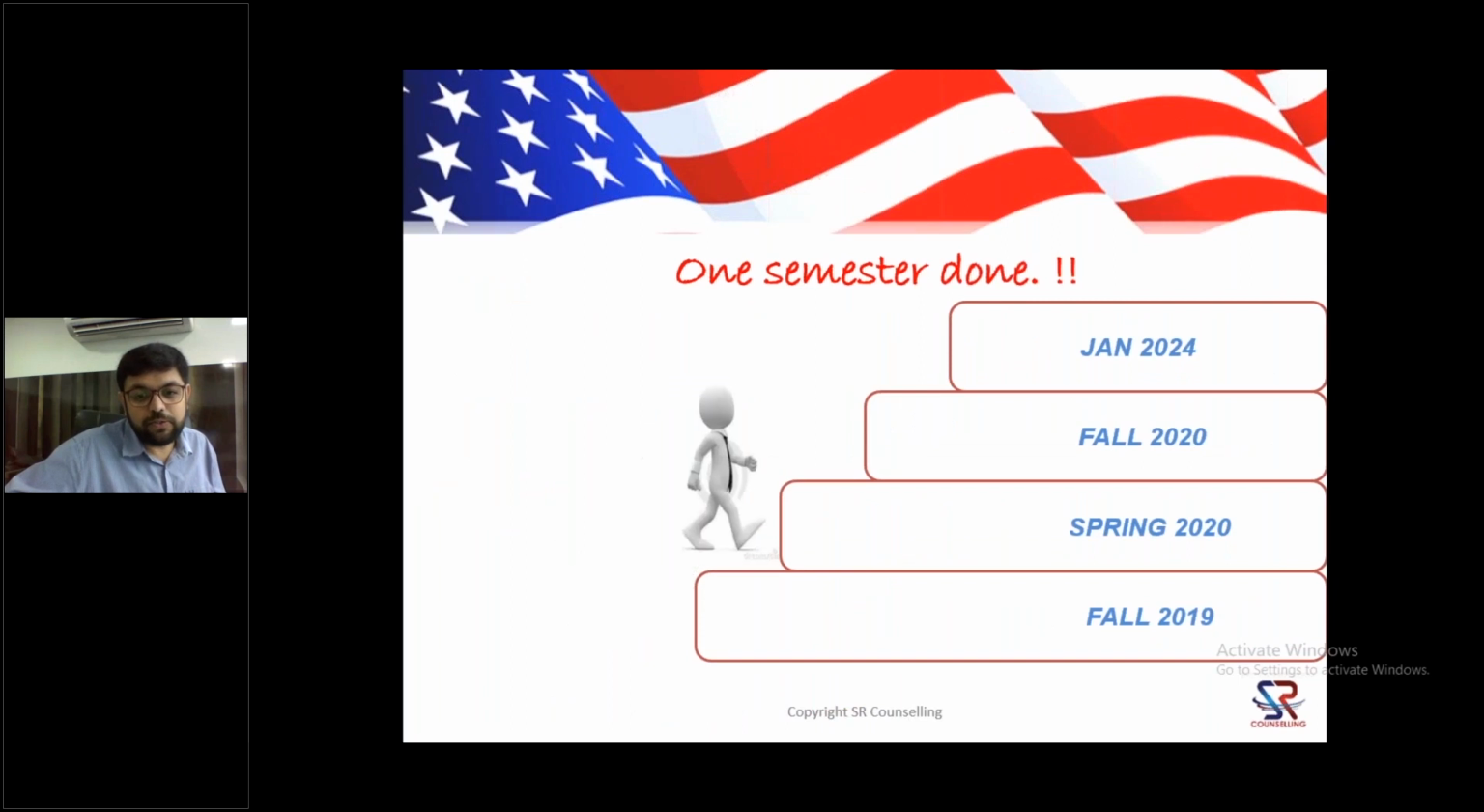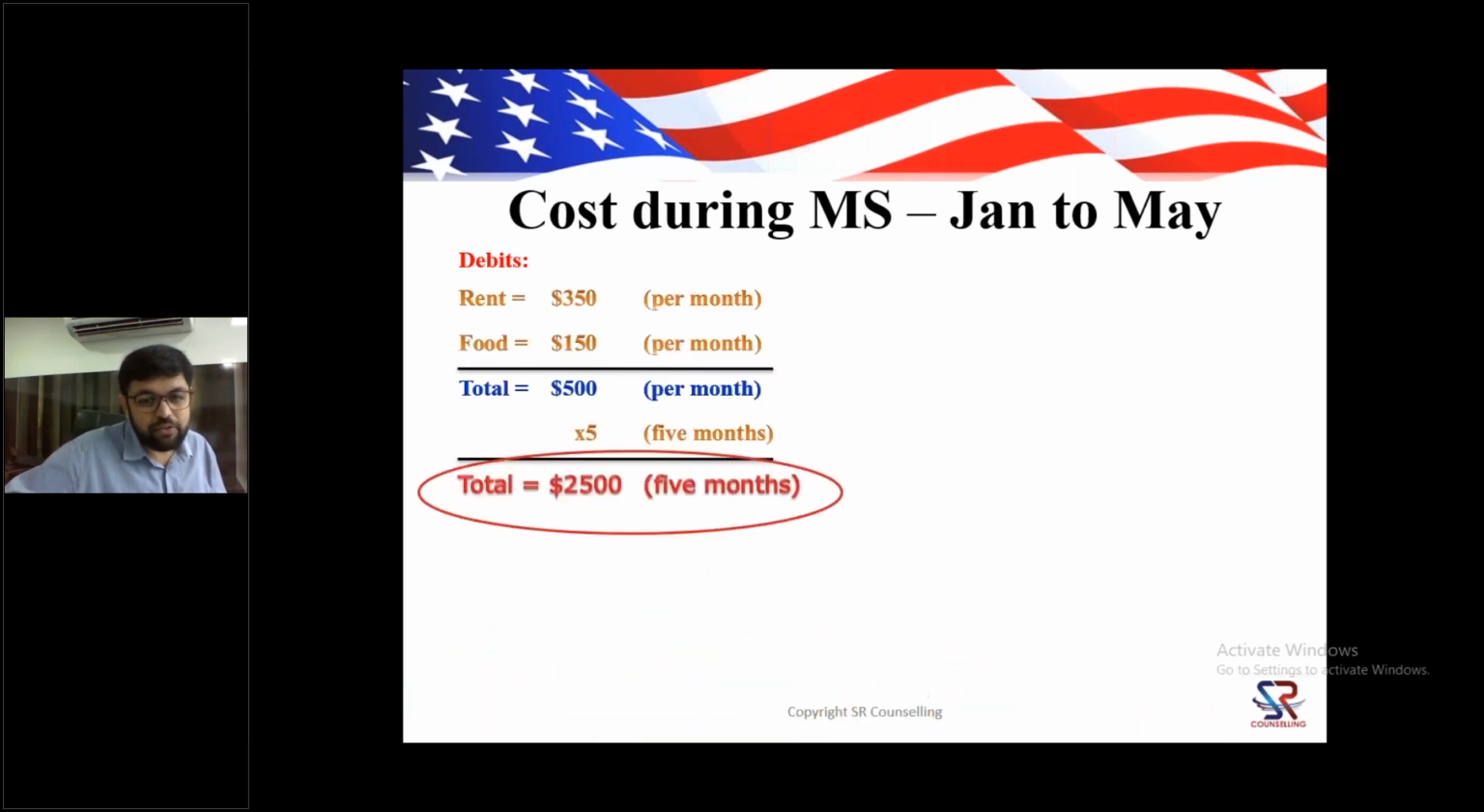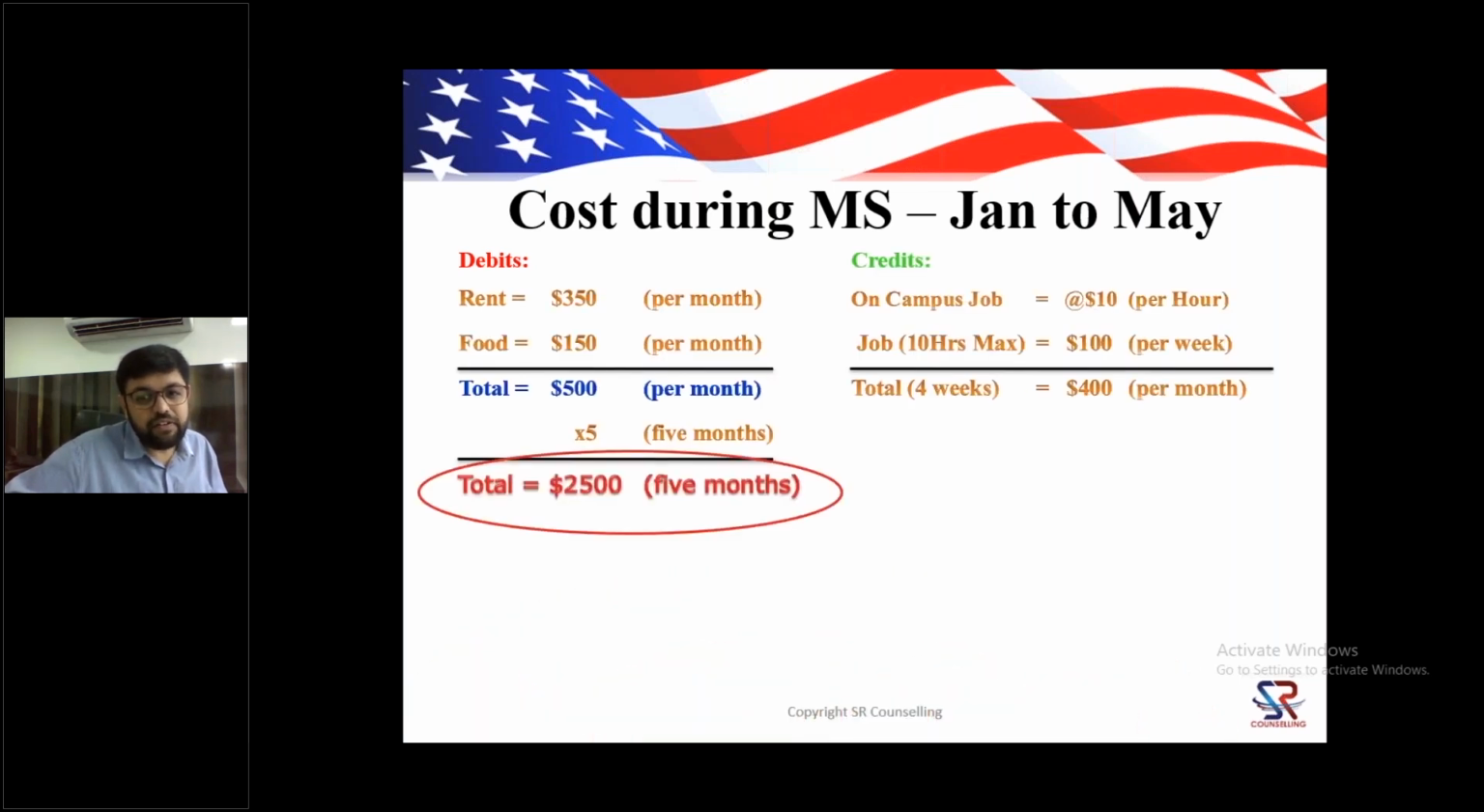Let's go to spring of 2020, which is your semester 2, Jan to May. Very similar calculations. I'm not going to repeat it. We end up spending $2,500. Here $400, and now for 5 months, that is $2,000 is what you would earn. 400 into 5. We just saw that, right? And unlike Christmas, we don't have 40 hours to work here as of now.